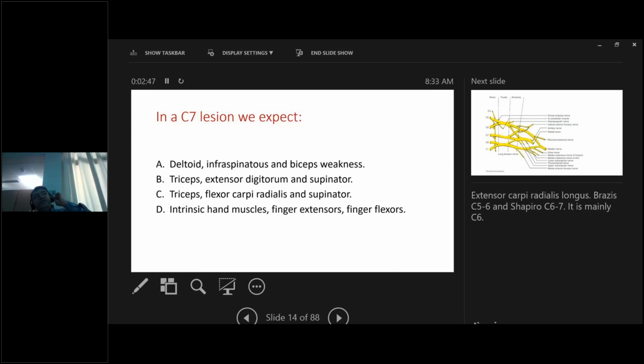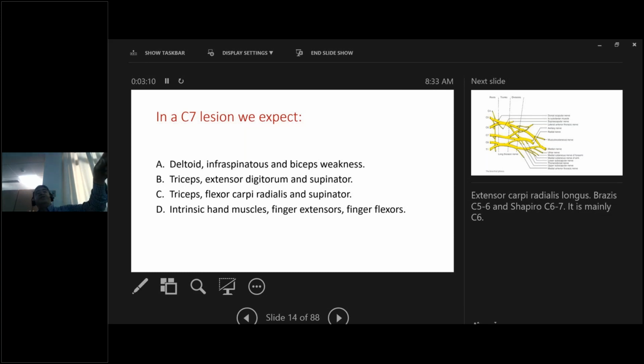I'll go for C, but the main issue is triceps, extensor digitorum, and supinator. These are radial nerve innervated. So when you say C7, you want a muscle that's not radial. If all of the muscles I put here are radial, they are C7. They have C7 innervation, but they all are radial. So when you make the diagnosis of C7, you want a non-radial muscle.